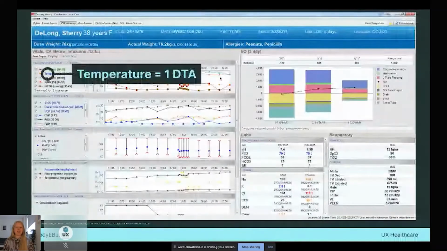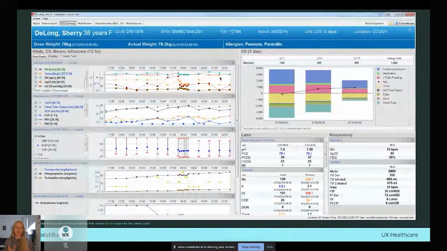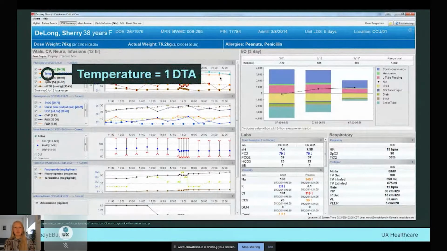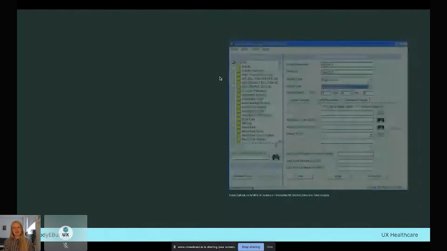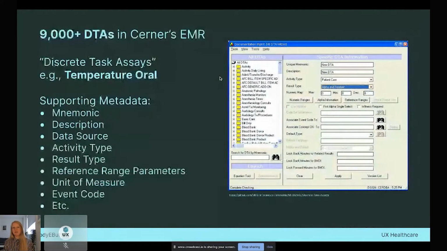In this example, this is actually an example of a critical care dashboard, and this is within Cerner's products. This was designed before our UX team was built. I would definitely make some changes to it today, but you get the idea that there's a lot of data going on. They are keeping an eye on all of these measures of the patient in this really intense situation. And if we look at just one example of temperature, this is what we would call in our system a DTA. And a DTA stands for discrete task assay, and this temperature is one example of over 9,000 DTAs that we have in our system.